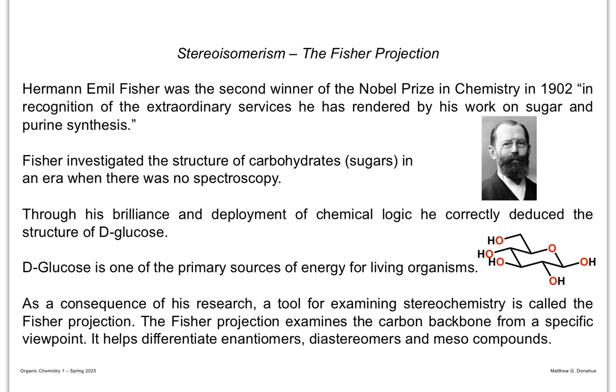So when Fischer was trying to figure out the structure of glucose, he came up with this way of looking at these molecules to help determine stereoisomers. So if we, I'll just put an asterisk. If we look at this, how many stereocenters are on glucose? So there's 1, 2, 3, 4, 5.